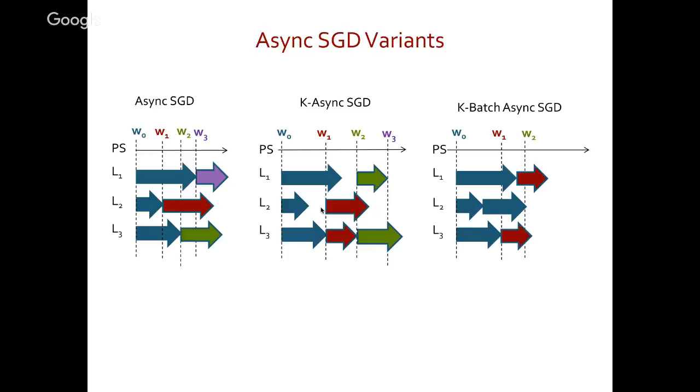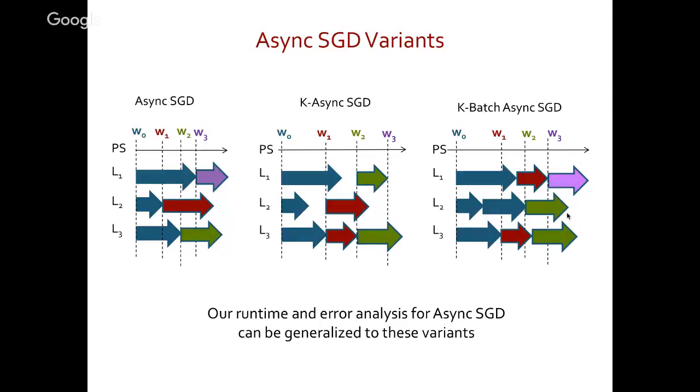So in every iteration, we just wait for the next K mini batches to be finished, no matter which workers compute and send them across. And with this, we can get very fast runtime per iteration, and our runtime and error analysis can be extended to these variants of asynchronous SGD.